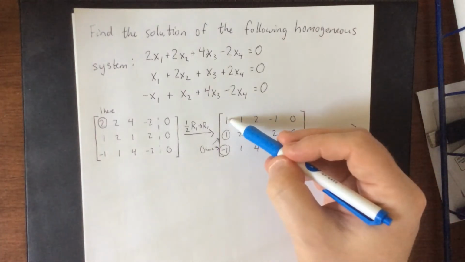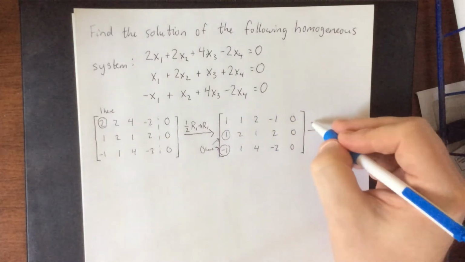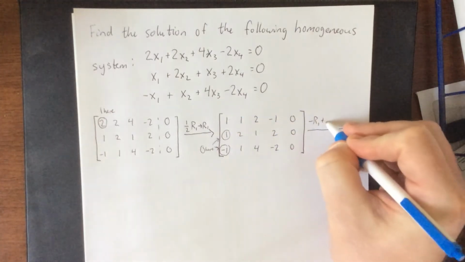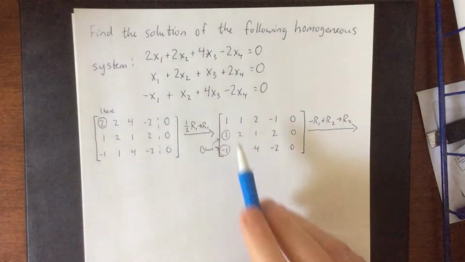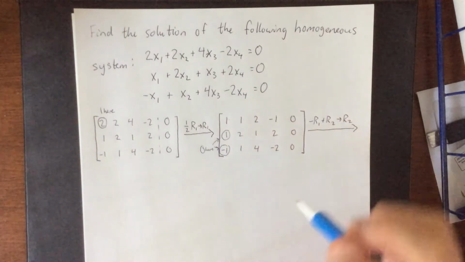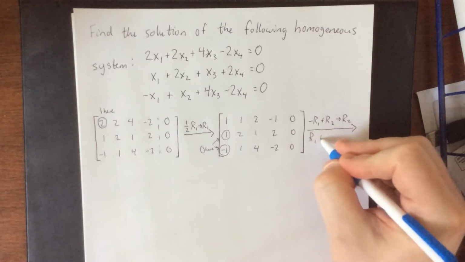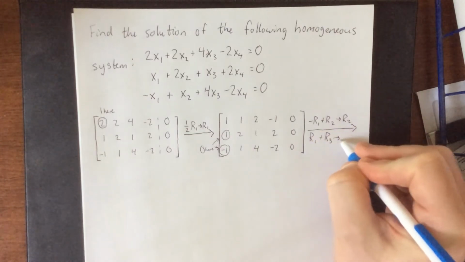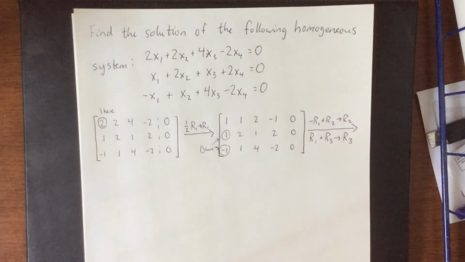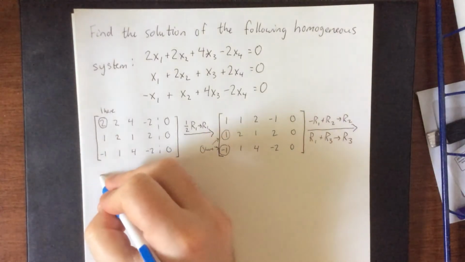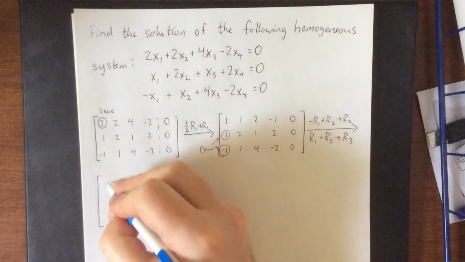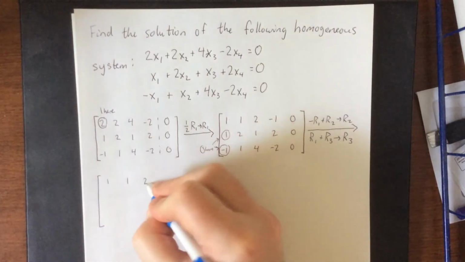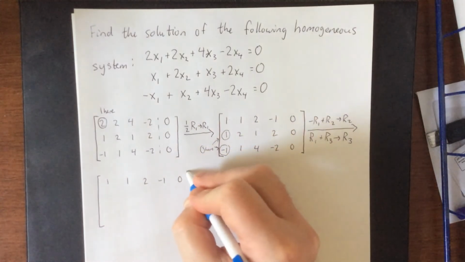So we'll take negative 1 times the first row to add to the second row. Negative row 1, add to row 2. That'll become the new row 2. And we'll simply take the first row plus the third row to get the new third row. So row 1 plus row 3, that'll be the new row 3. We'll recopy this matrix. Overall, first row is going to stay the same: 1, 1, 2, negative 1, augmented with 0.